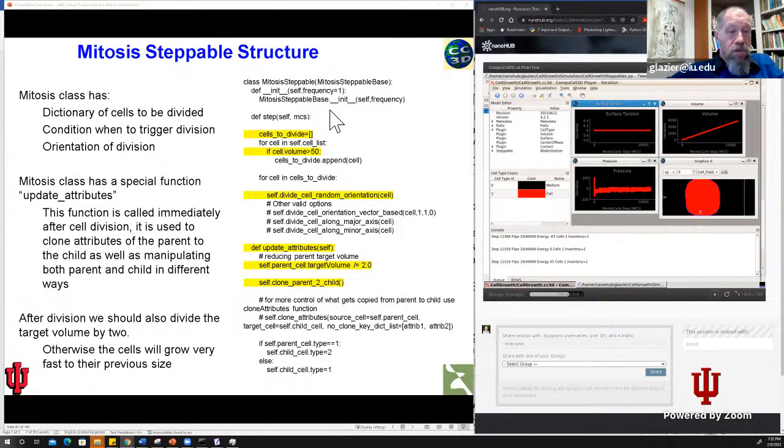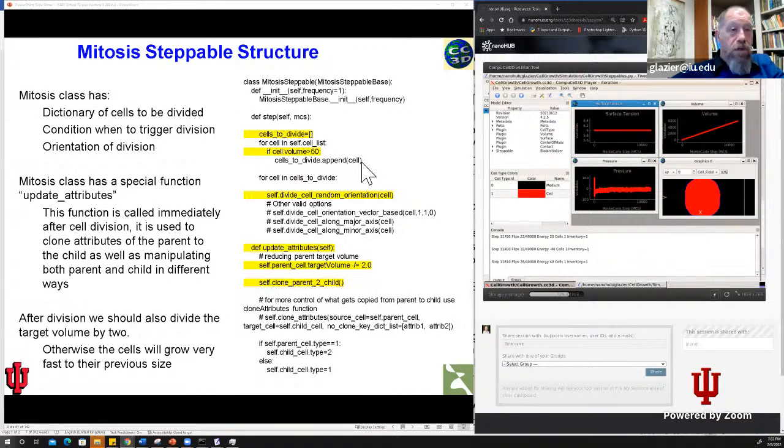Again, there's no start function by default here. You can add it. Def step, we're going to create an empty list of cells to divide. And here we're going to have a very simple rule. If the cell volume is bigger than 50, we add the cell to our list of cells to divide using an append, because it's a list.